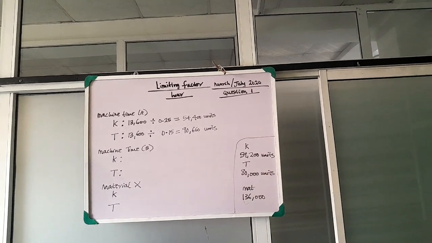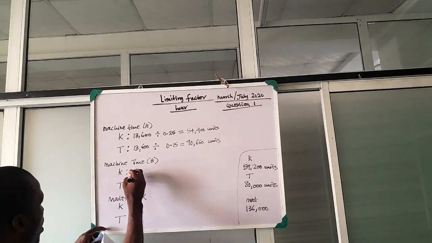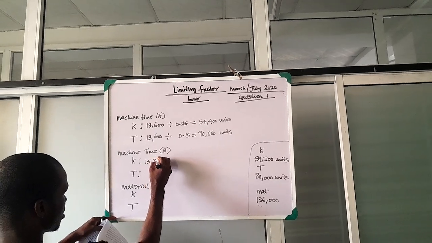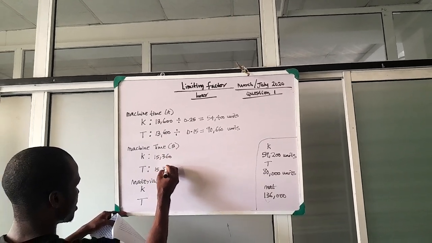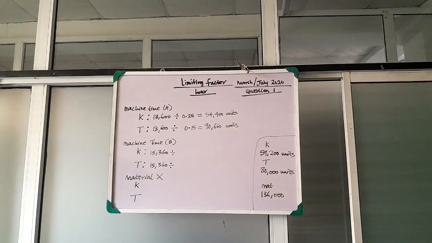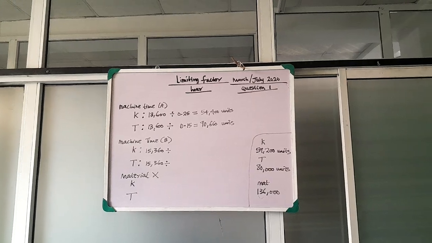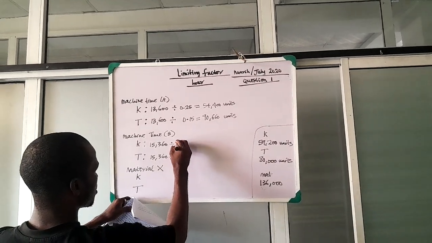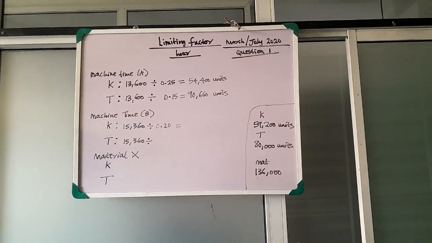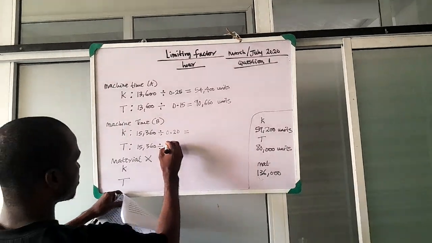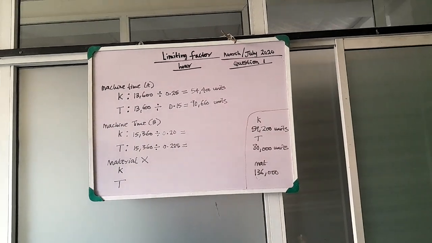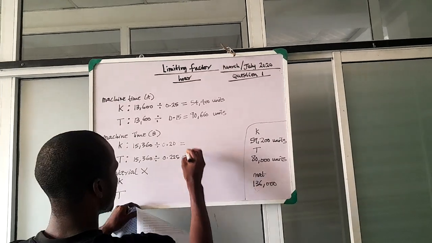Machine time B, we have K to be 0.20, and here we are working with 15,360. I'll divide this. 15,360 under K, line B, is 0.20. Still under T, line B, is 0.225. So this will give us what? 76,800.